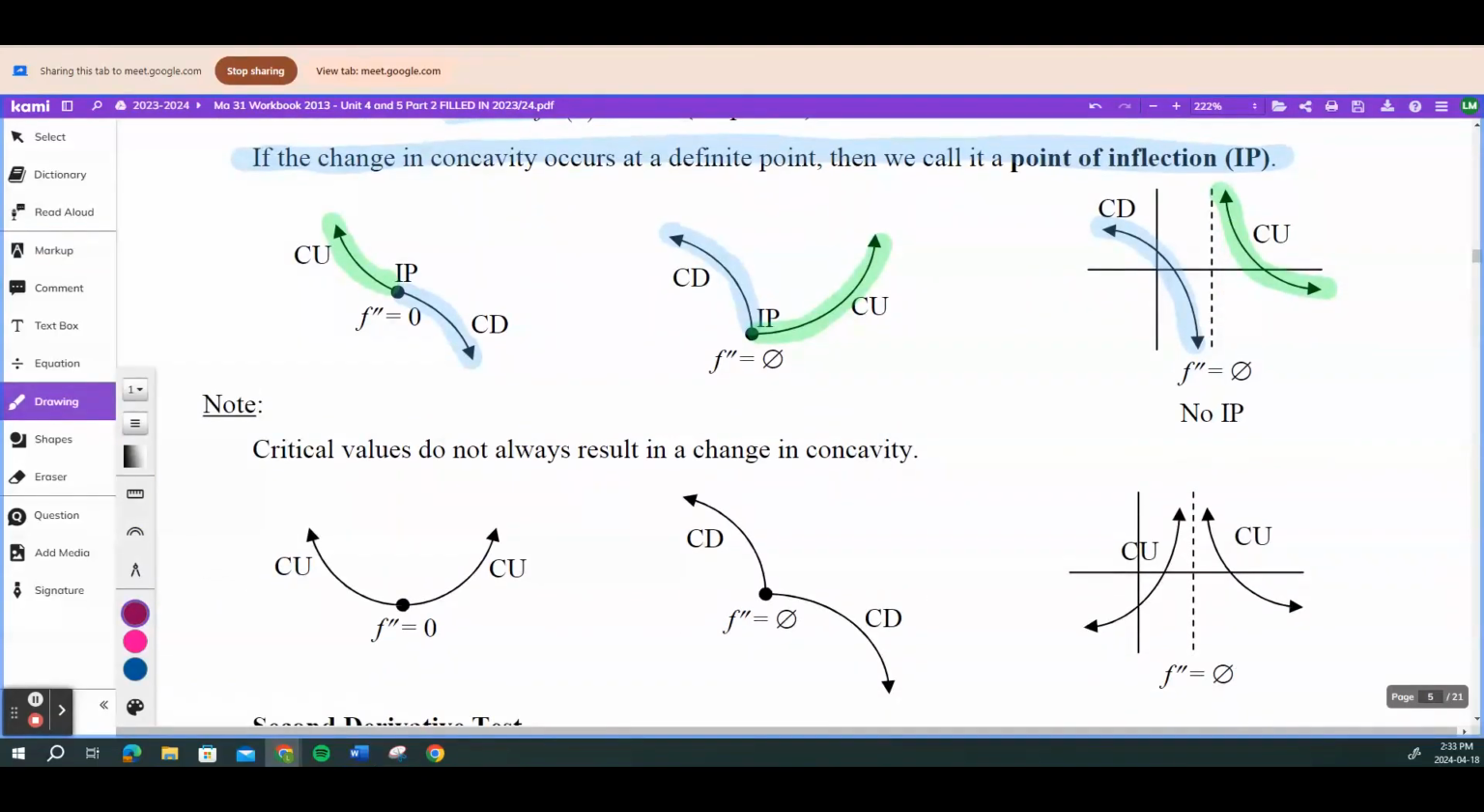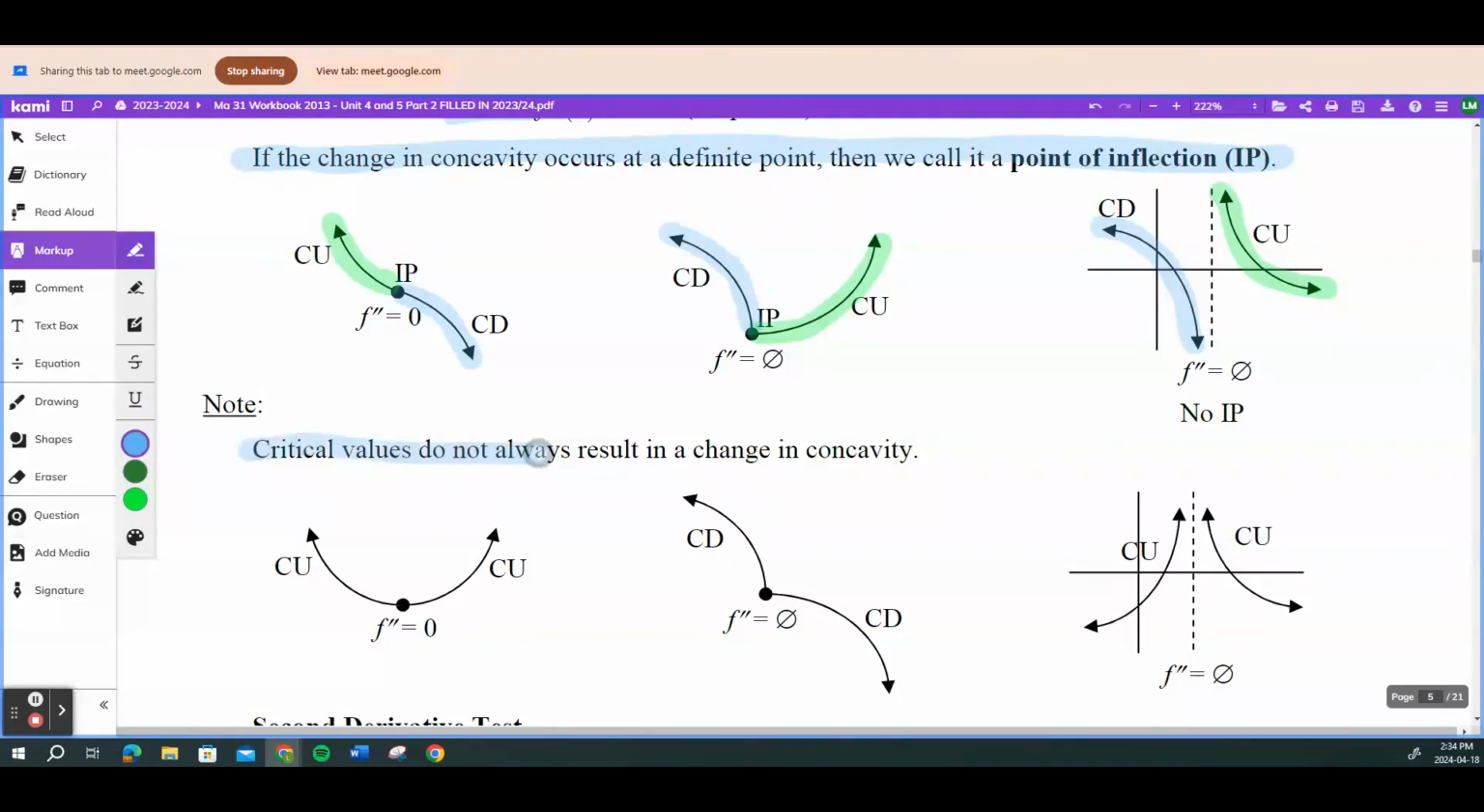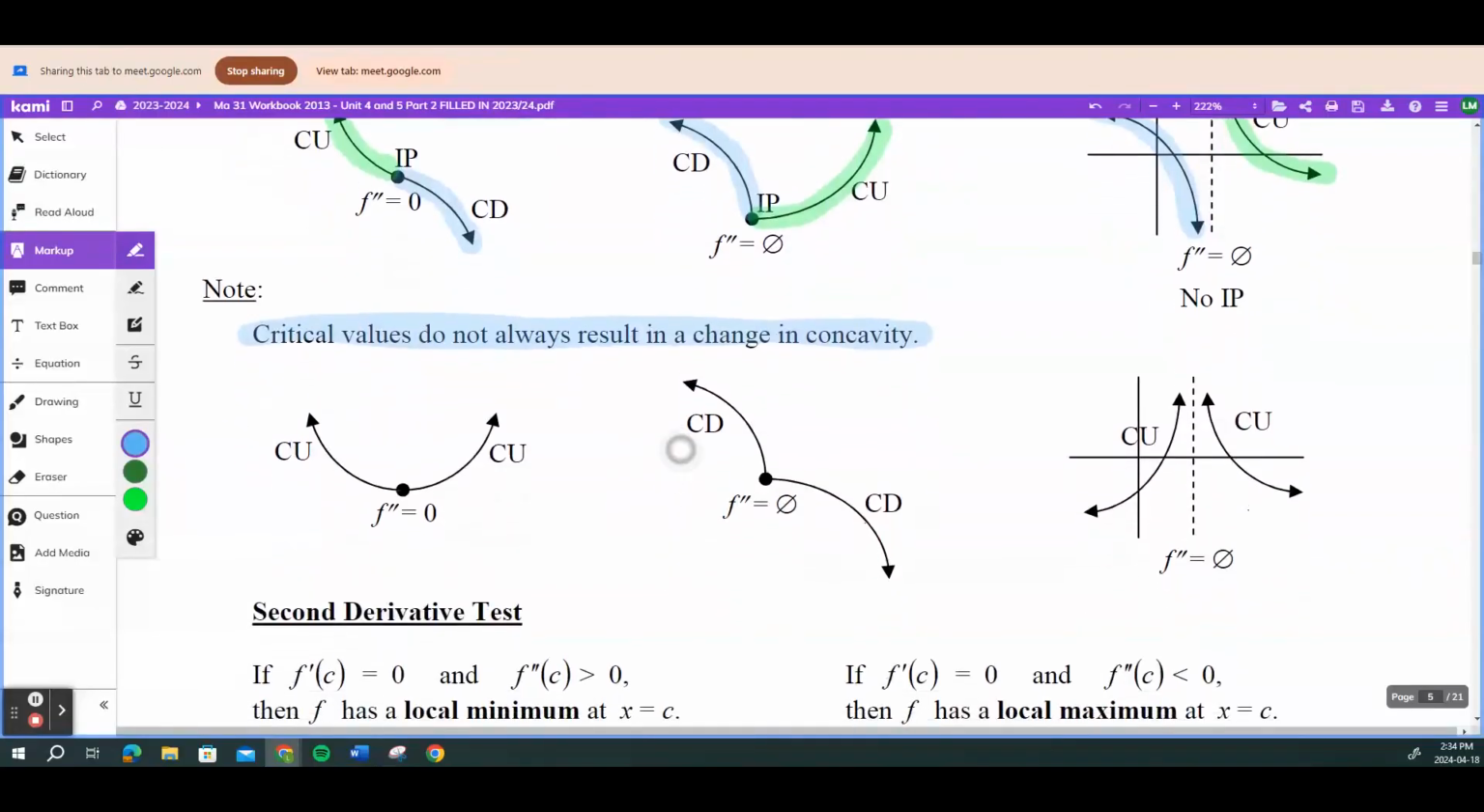Okay. So as a note, critical values do not always result in a change in concavity. What this is saying is just because your second derivative is equal to 0 or doesn't exist at a certain point, that doesn't necessarily tell you enough information to say for sure that, yes, concavity does change. You have to do your second derivative line analysis in order to determine for sure whether concavity changes.